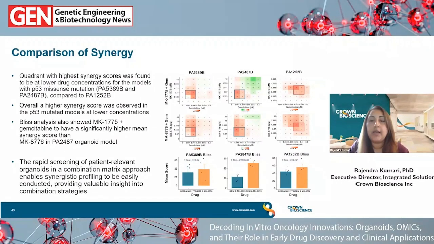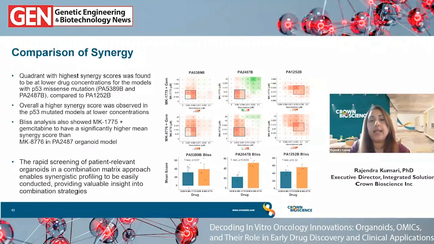And obviously, in one of the models, PA2487, one of the combinations was significantly stronger than the other. And again, this just shows that this type of combination will be beneficial for some patients, but not for others. And overall, differences in synergy score were observed across the p53 mutated models, depending on their dose combinations, which again correlates well with some of the clinical studies that have been conducted.